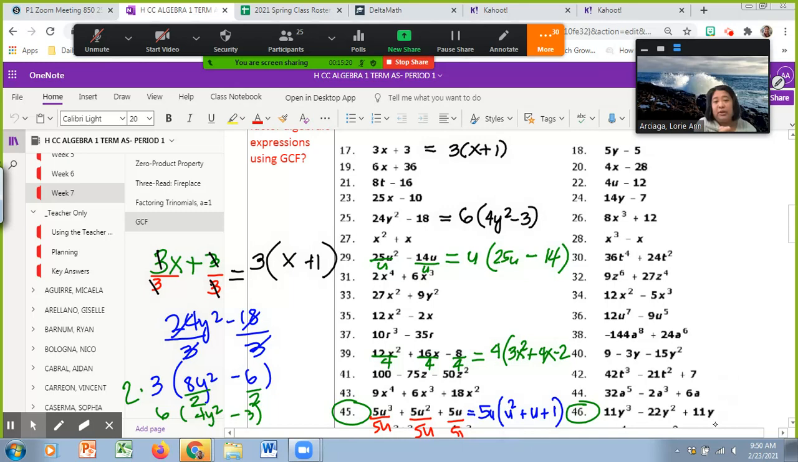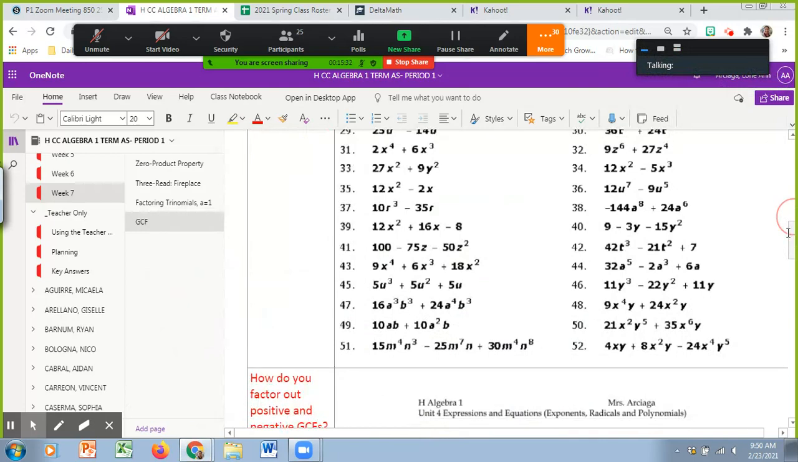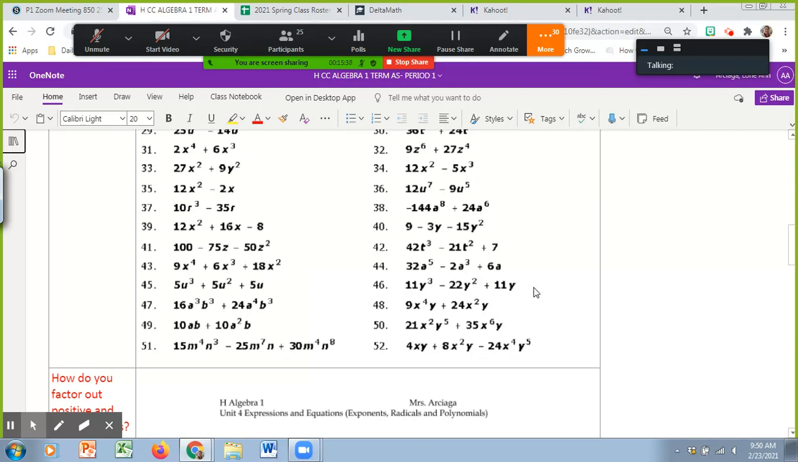Next, 46. What's the GCF? Can I erase all the ink first so I can scroll it up? 46. What's the GCF in 46? Both number and variable.